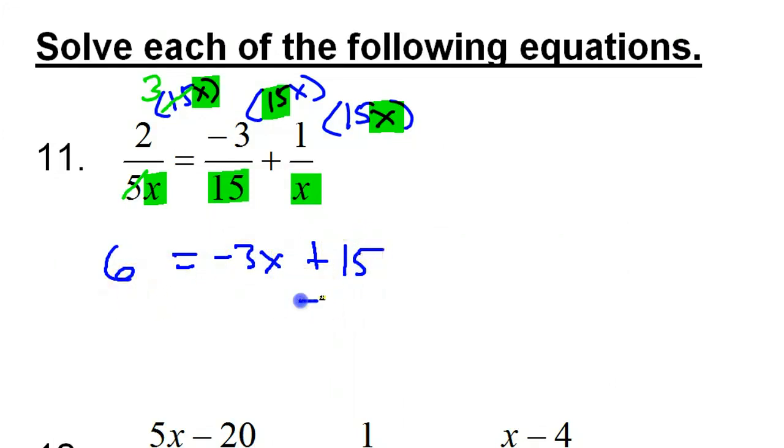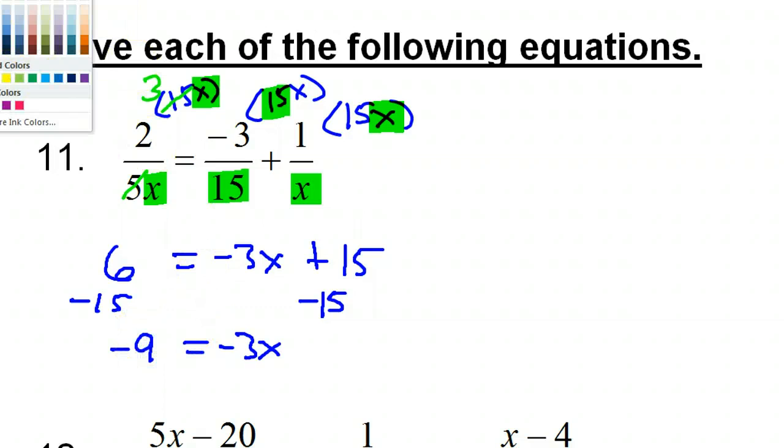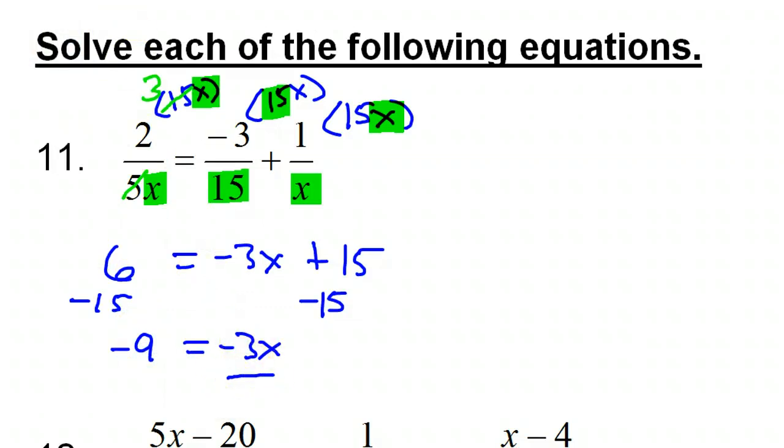This is very solvable. I will subtract 15 from both sides. So I have negative 3x is equal to negative 9. Okay, dividing both sides by negative 3. Oh, that was supposed to be green.